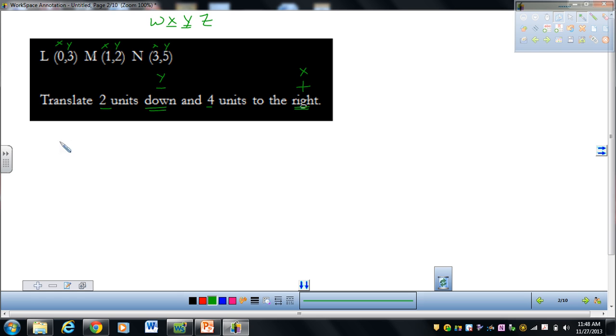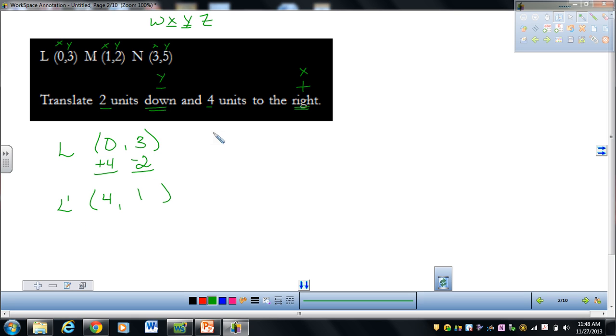So what we like to do is we like to take our points, and we can just do what it tells us to do. So 2 units down, that's subtracting from the Y, so -2 there. And we've got 4 units to the right, which is adding to our X, so +4 there. And then we can get our L prime point by just doing the operation. So 0 plus 4 is 4, and 3 minus 2 is 1. And there's my new point.